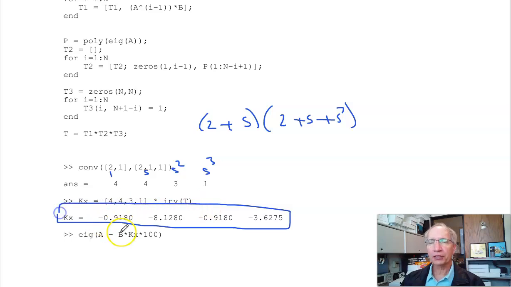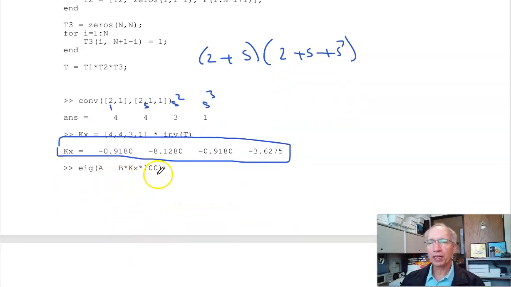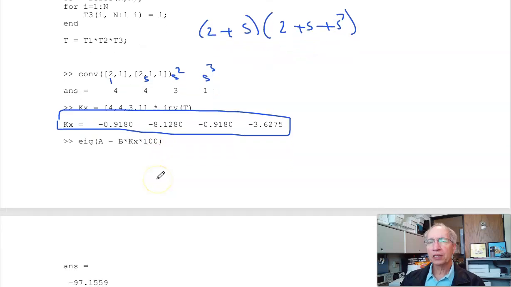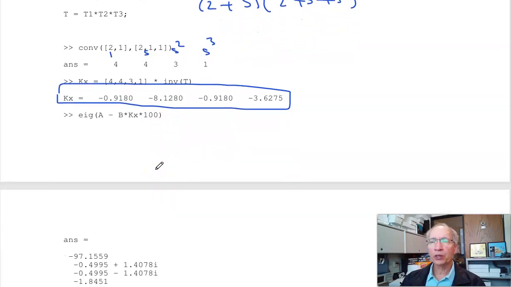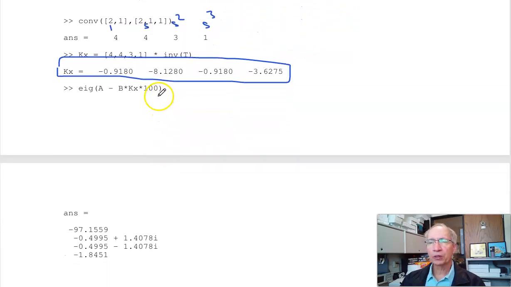And I can check my answer. If I do full state feedback times a large gain, the closed loop poles go to the open loop zeros. So I've got 4 poles. This one's going to minus infinity. There is 1 pole, minus 0.5 plus j 1.4 conjugate, and -2. This goes to infinity, they get there. So it looks like the zeros are correct. Kx is correct.